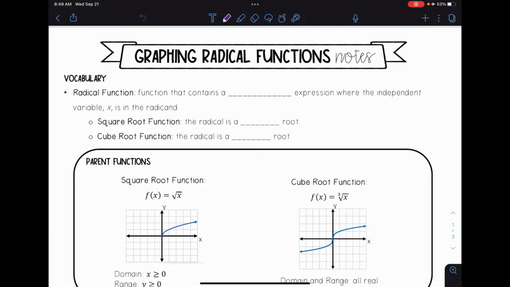So first for some vocabulary, a radical function is a function that contains a radical expression where the independent variable x is in the radicand. So that means that the x is underneath the radical, whether that's square root, cube root, fourth root, and so on. We're going to be talking about two different functions today. The square root function is when the radical is a square root. And the cube root function is when the radical is a cube root.